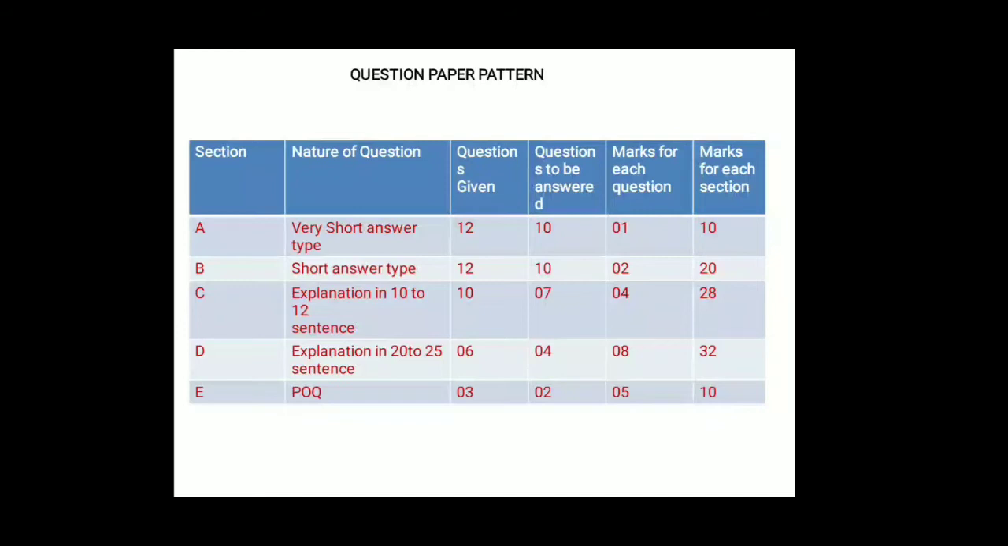Next, section D, explanation in 20 to 25 sentences. You will get 6 questions in the examination question paper. You need to answer only 4. Each question carries 8 marks. Totally 4 eights are 32 marks.